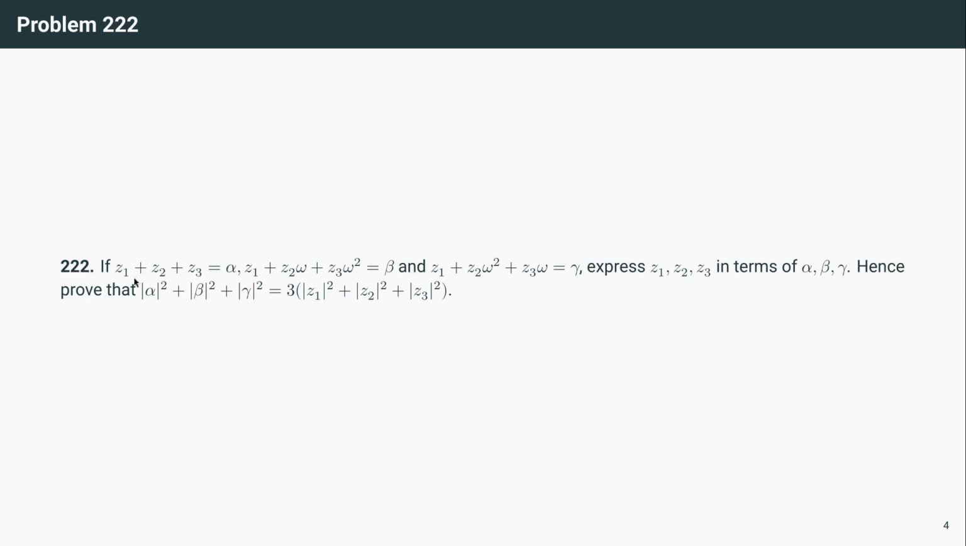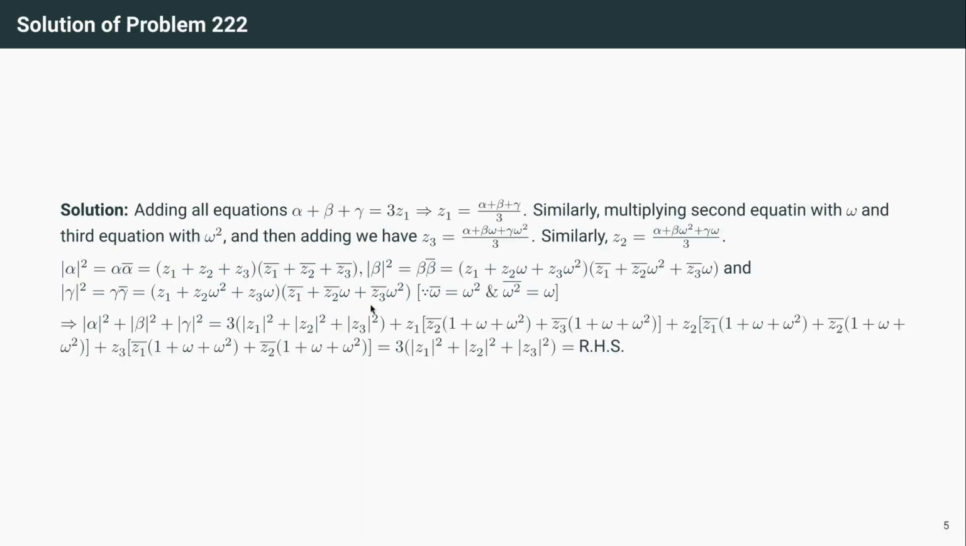Question 222 says that if z1 plus z2 plus z3 is equal to alpha, z1 plus z2 omega plus z3 omega square is equal to beta, and z1 plus z2 omega square plus z3 omega is equal to gamma, find z1, z2, z3 in terms of alpha, beta, gamma. Hence prove that mod alpha square plus mod beta square plus mod gamma square is equal to 3 times mod z1 square plus mod z2 square plus mod z3 square.